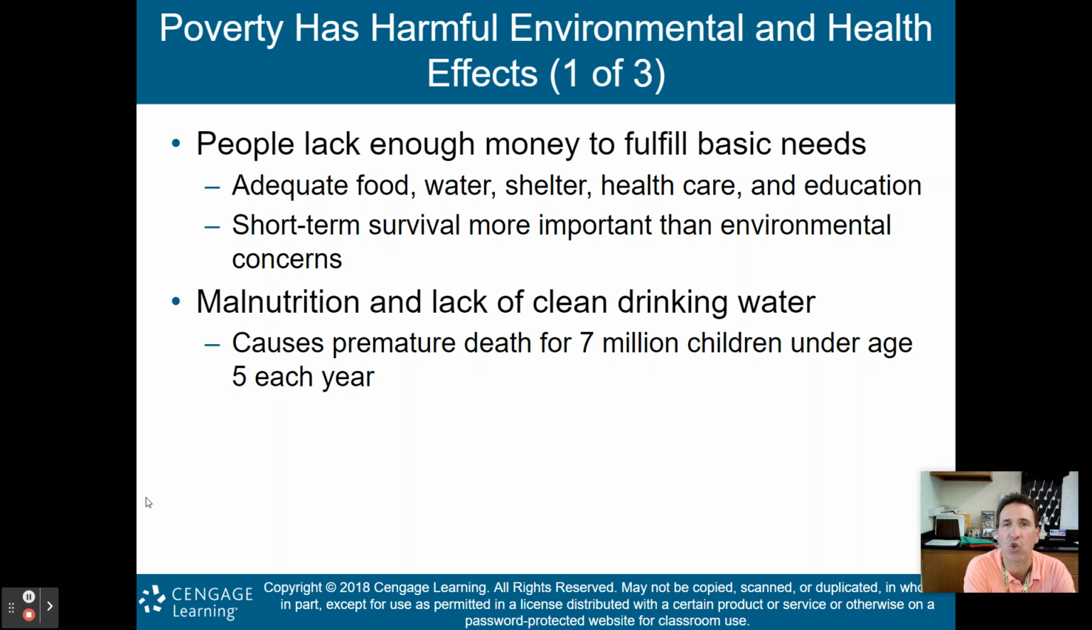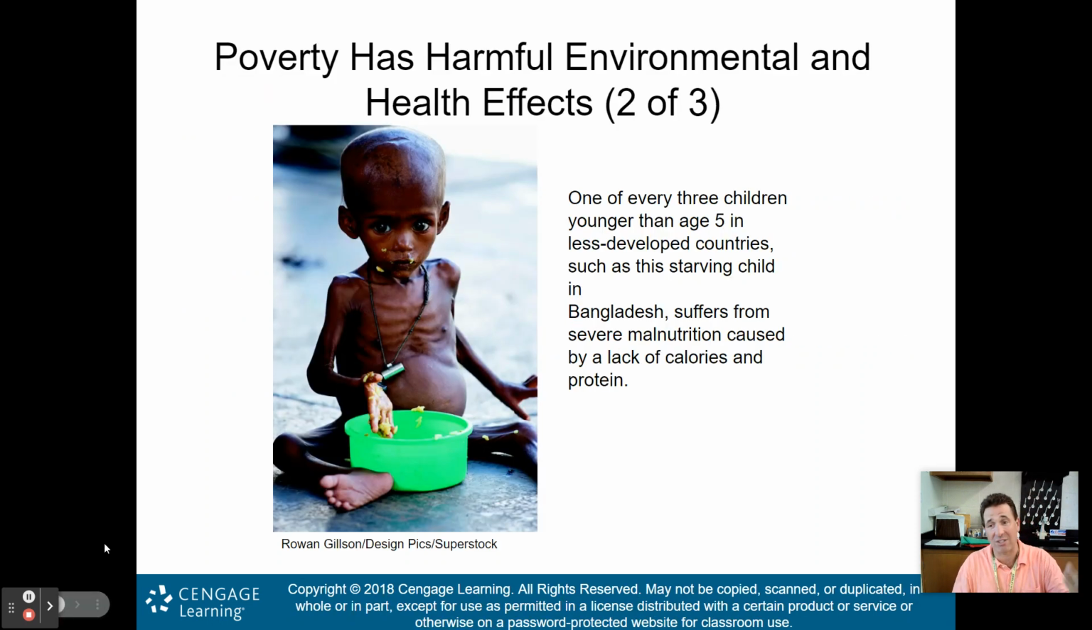Malnutrition and lack of clean drinking water are a big issue around the world. We're going to do a whole chapter on this coming up in a couple of chapters. But this causes premature death for 7 million children under the age of 5 each year. So again, things that we have to kind of deal with here. It's tough to look at. Being a parent myself, this is a tough picture to see, right?